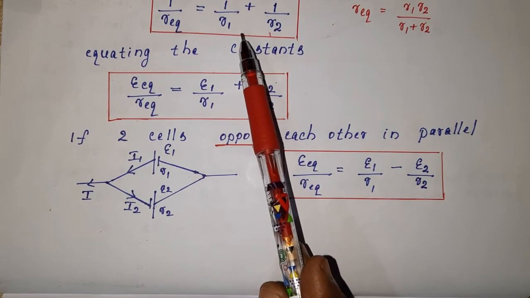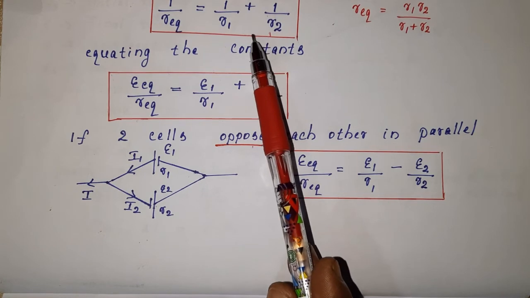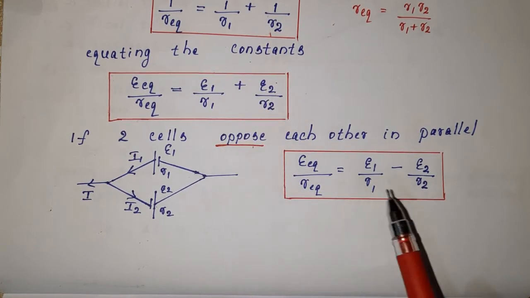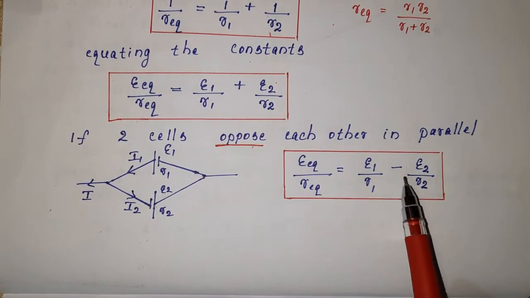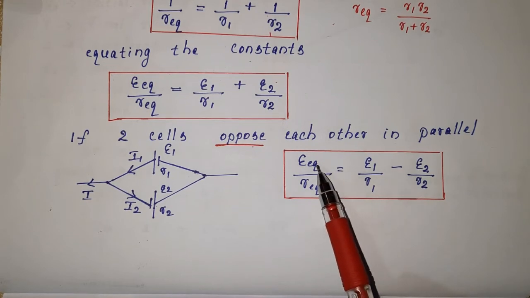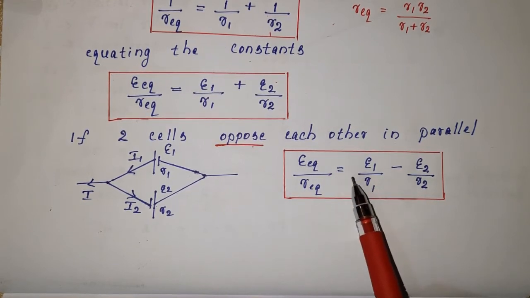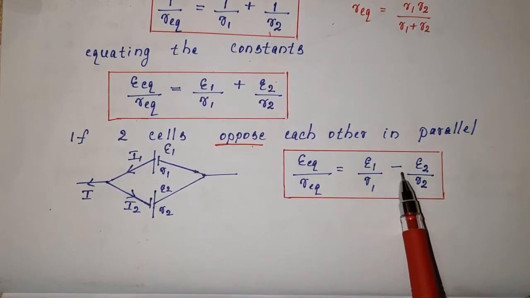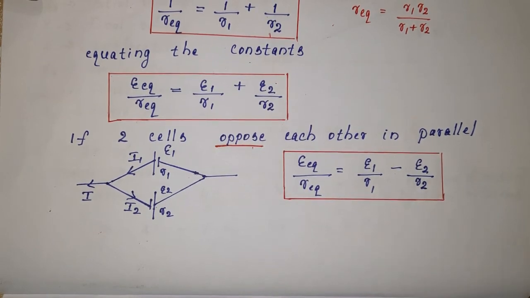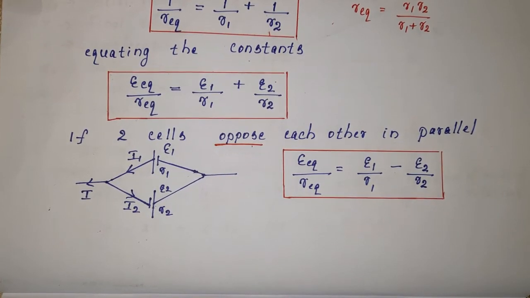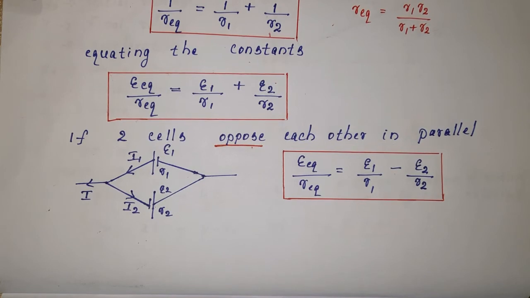1 by R equivalent is equal to 1 by R1 plus 1 by R2. But the expression for epsilon equivalent EMF becomes epsilon equivalent by R equivalent is equal to epsilon 1 by R1 minus epsilon 2 by R2. So there is a difference in sign when they aid each other and when they oppose each other. So these are the equations for the equivalent EMF and equivalent internal resistance.